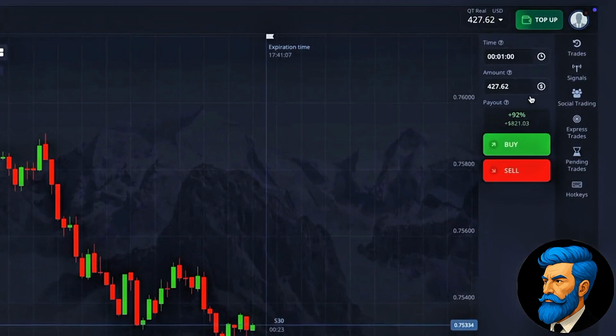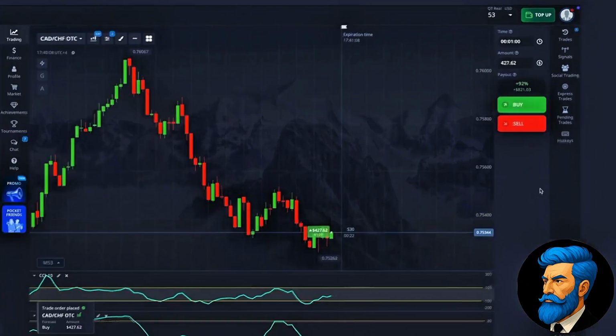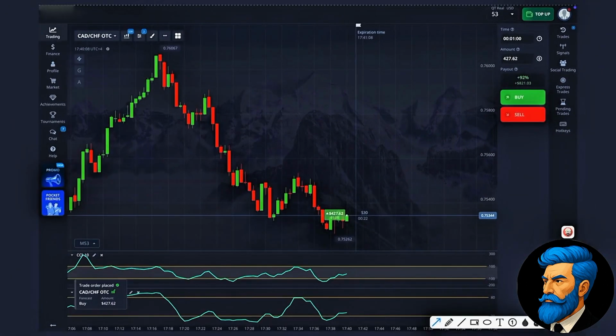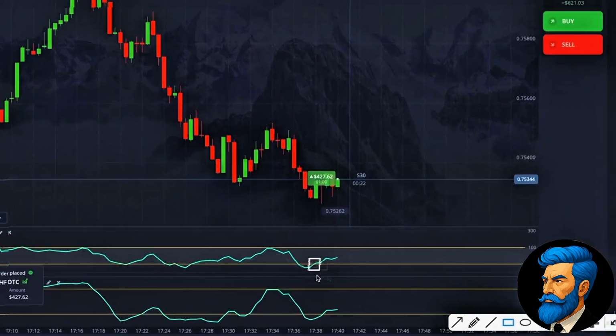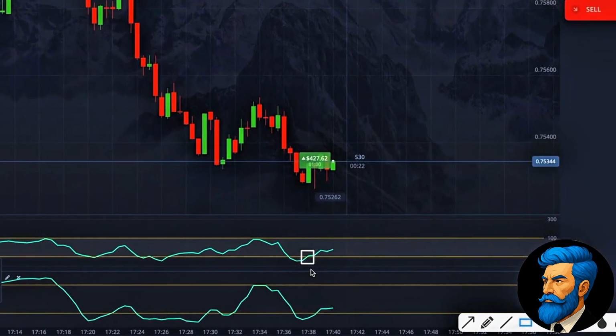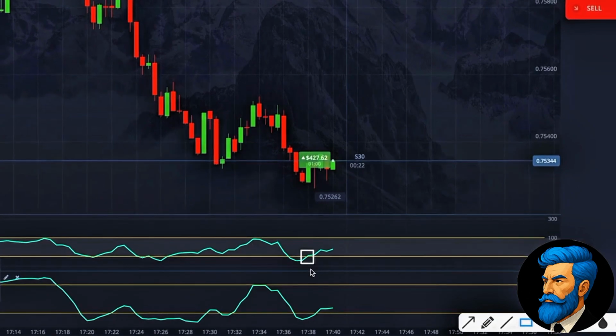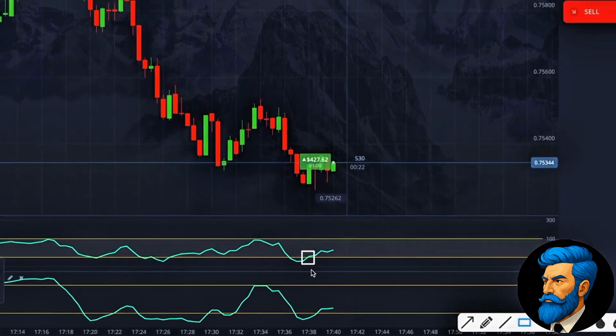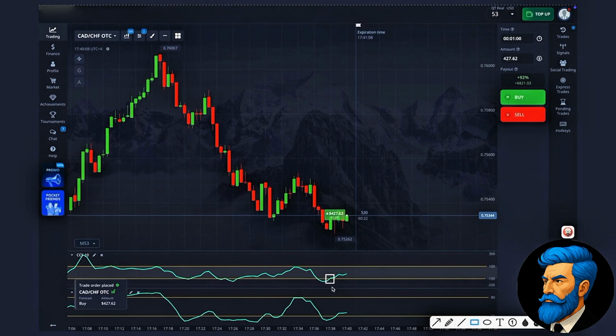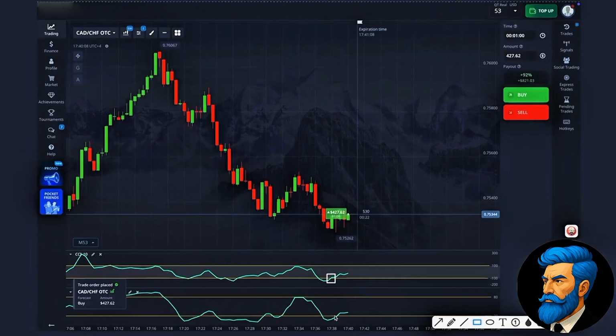I forecast price growth. I'll open to the upside for $427. Here CCI was deeply at the bottom, the whole time oversold. And now you can see it stops falling and starts rising upward. This always means one thing. Sellers can no longer push the price down and the impulse has ended. The market is ready to reverse.